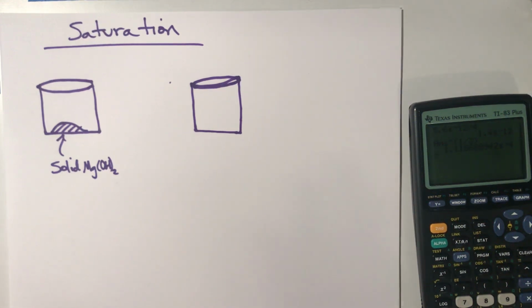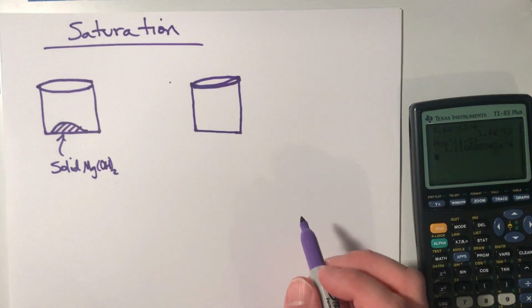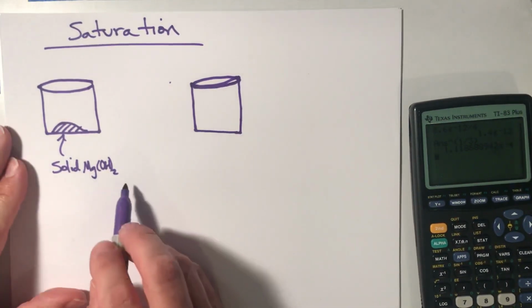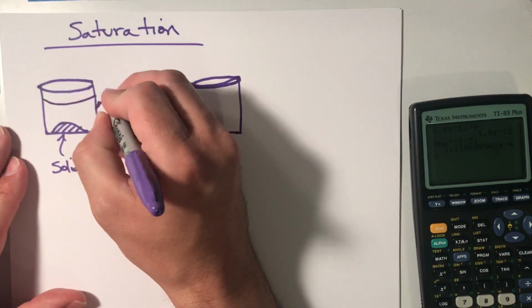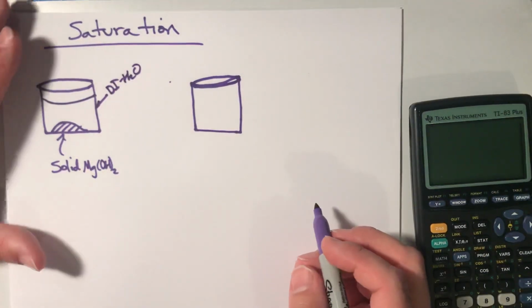All right, one other topic that we need to discuss when we're looking at solubility of ionic compounds in water, which we characterize by the KSP, is a concept known as saturation. So let's imagine an experiment where we put some solid magnesium hydroxide in a beaker and we fill the beaker with deionized water, and then we stir it with a stir bar or a stir rod.